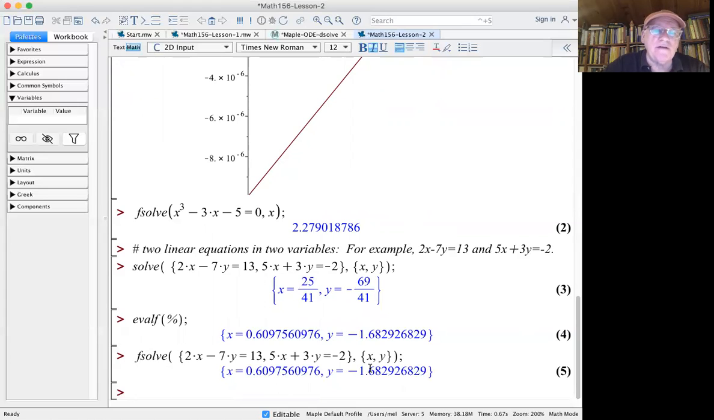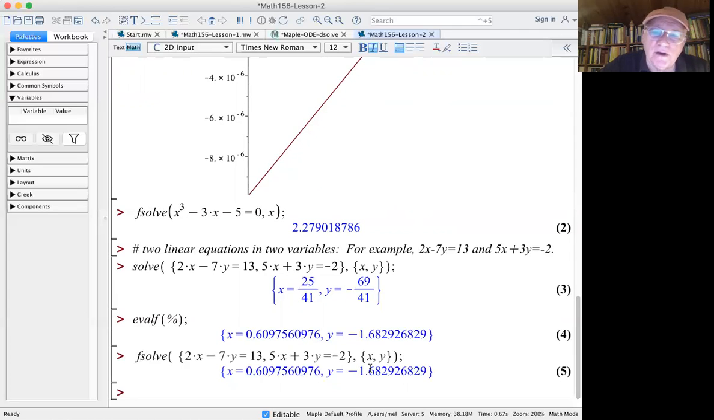Suppose I wanted to graph these two lines. Now, how do I plot the line 2x minus 7y equals 13? In our plotting command, we've only been able to plot y as some function of x. We can't put in yet an expression that involves both x and y.